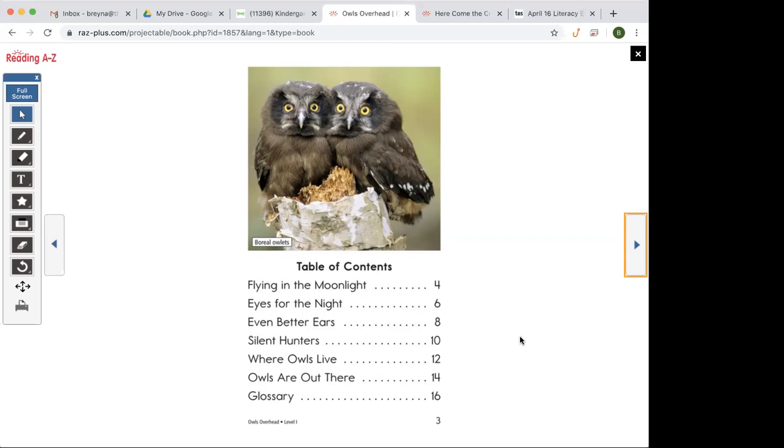A glossary tells you what words mean. If a word is bolded, if it's darker than the other words on a page, you can go to the back to read more about that word. It's important that if you're reading a nonfiction book and there's a glossary and there's a bolded word that you don't know, you go to the back and read more about that word so you can understand what you're reading.